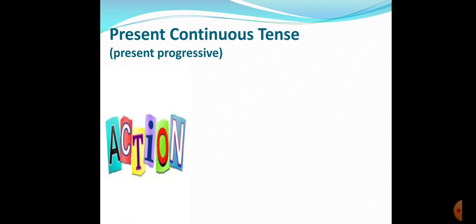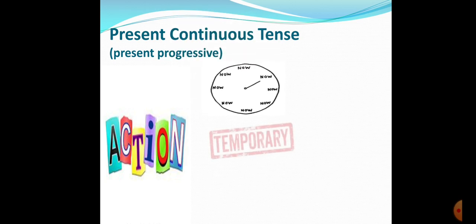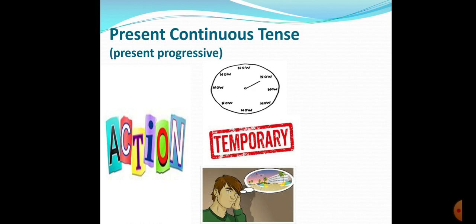Now what is present continuous tense? It is also known as present progressive tense. So let's quickly look at when do we use this present continuous tense. It is used for actions. Now what kind of actions? Actions that are happening now, actions that are temporary, and future plans.